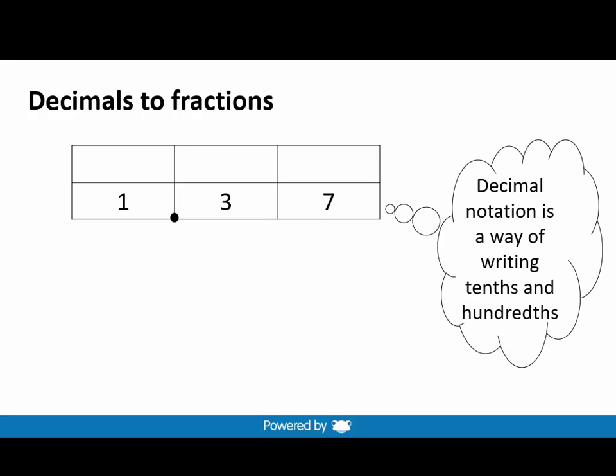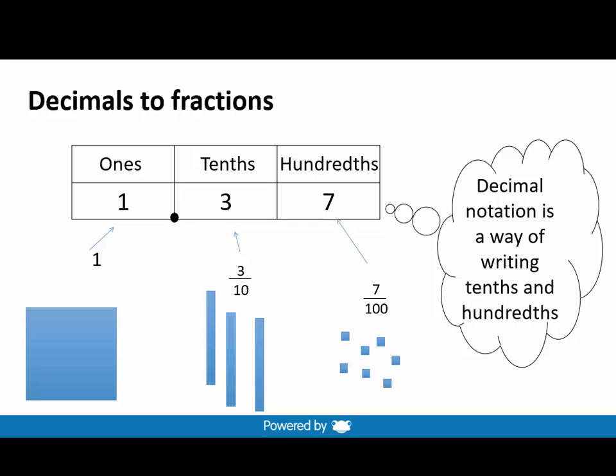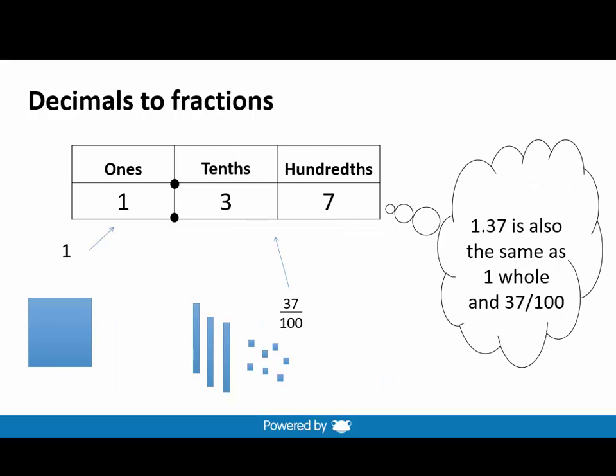Decimal notation is a way of writing tenths and hundredths. So 1.37 is 1 whole, 3 tenths and 7 hundredths. Or put another way, 1 whole and 37 hundredths.